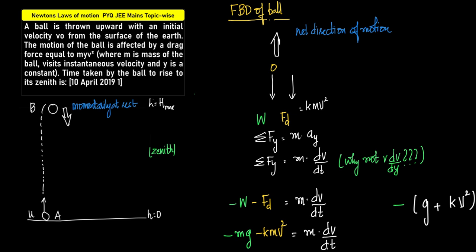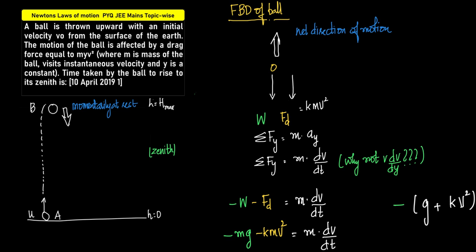So let's try to understand the free body diagram of the ball. We have the ball here, moving upwards for the motion along AB, so the net direction of motion is upwards. How many forces are acting on it? There are two forces. One is its weight. Second, it is affected by a drag force, which is a resistive force, so it will be opposing the net direction of motion. The net direction of motion is upwards, so there are two forces acting against it, downwards.